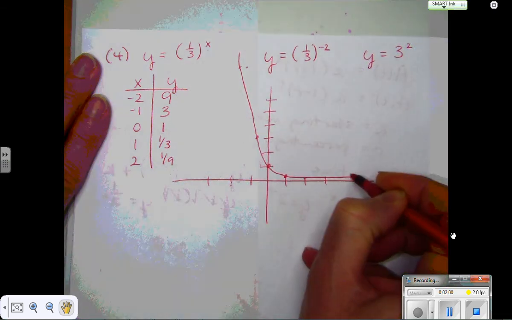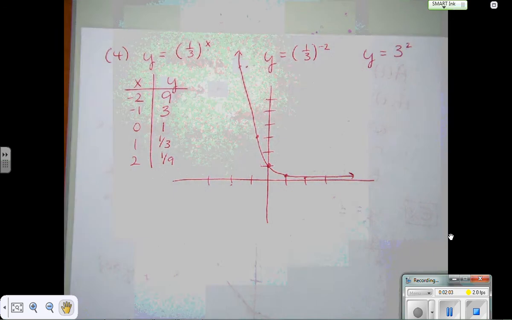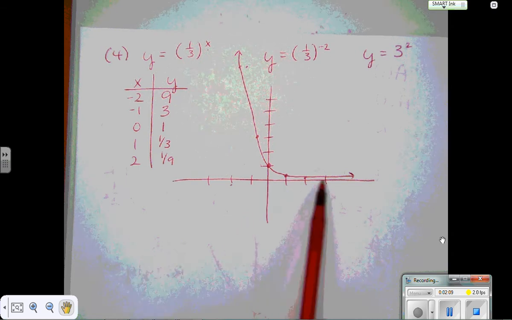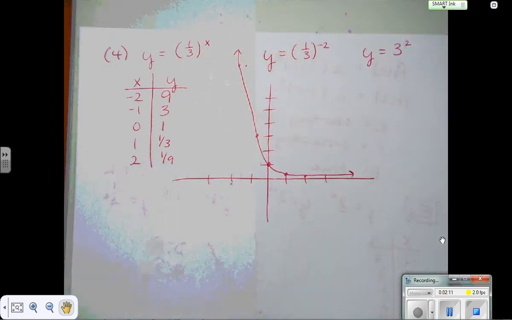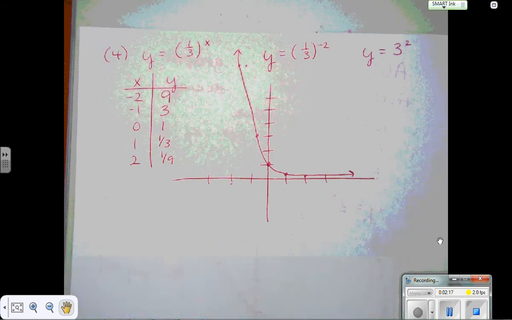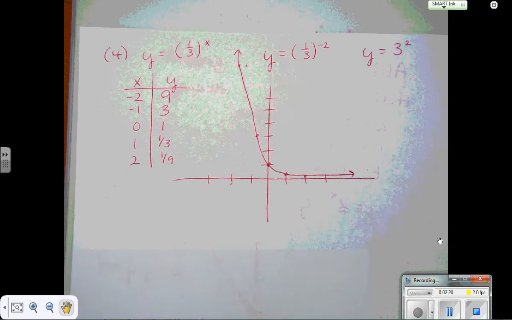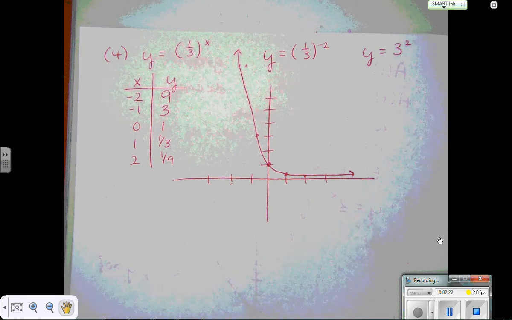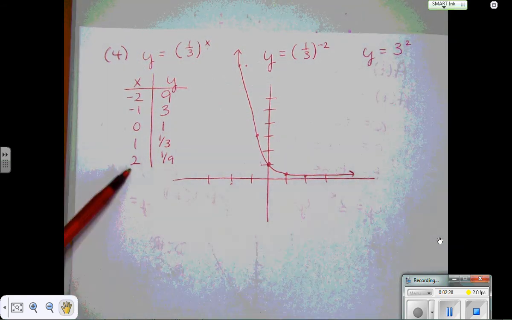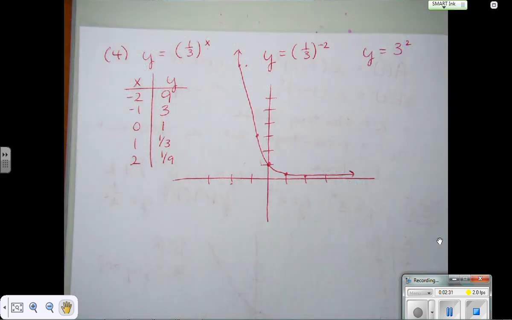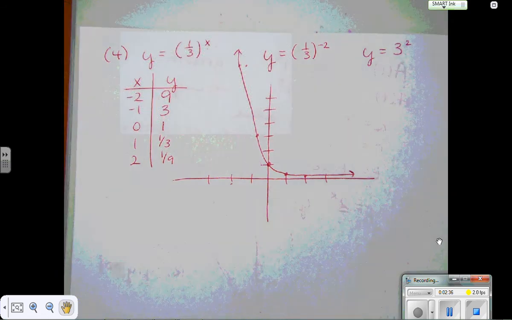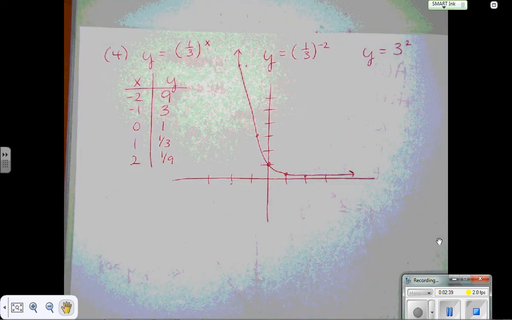Okay, and there's your graph. So just like the growth function, the graph is going to approach the x-axis, but it's not going to cross it. Y is not going to equal 0. There's no value for x that can make y equal to 0. But since it is a decay, that means that as the x values increase, the y values decrease. So you have an opposite effect going on. With the growth function, they both went up or they both went down. Here, x goes up, y goes down, and vice versa.